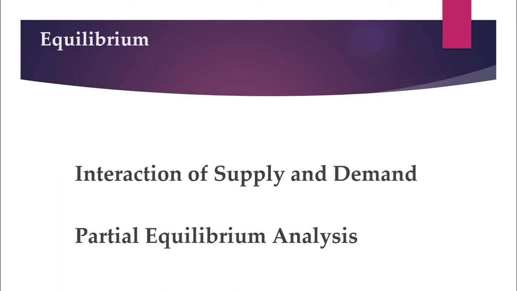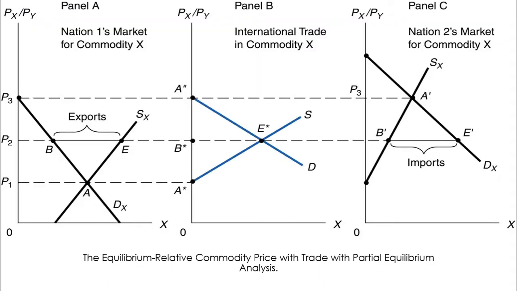First, let us examine the partial equilibrium framework, which uses the conventional tools of supply and demand curve to represent equilibrium when two nations engage in international trade. Here you can see three panel diagrams. First panel shows nation 1's market for commodity X.